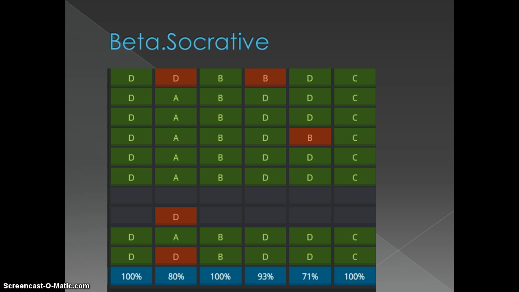Beta Socrative. I had to cut out the names and some other things to protect the innocent. But anyway, you can see this is kind of the itemized list. The issue when I looked at this the first time was the end of May. This was the last Beta Socrative quiz we took. You can see column 4 there, 71%.